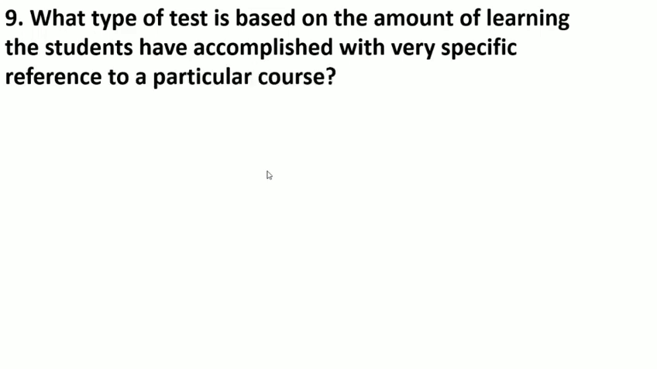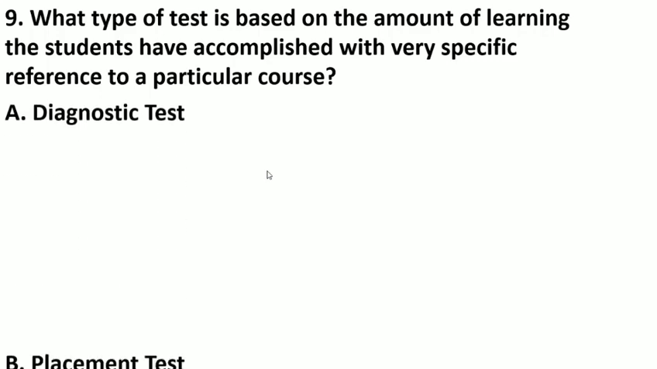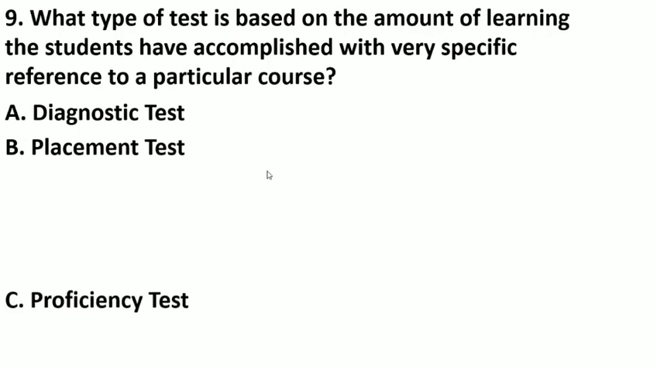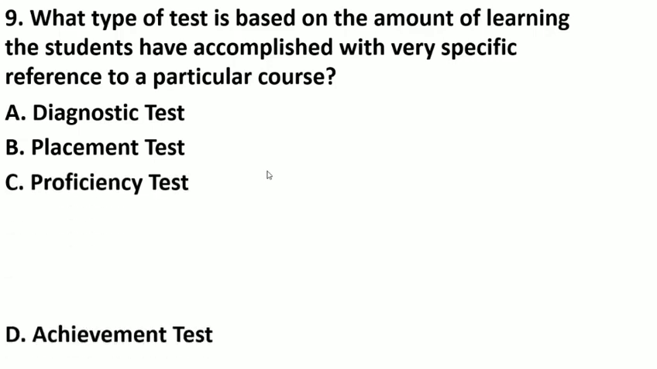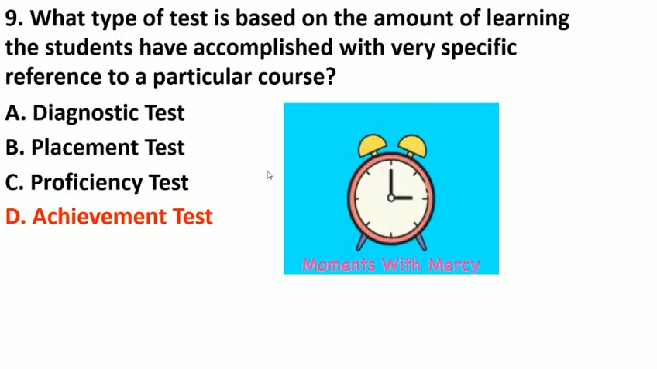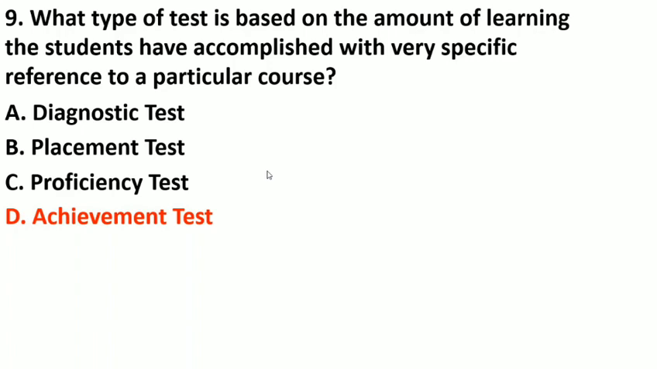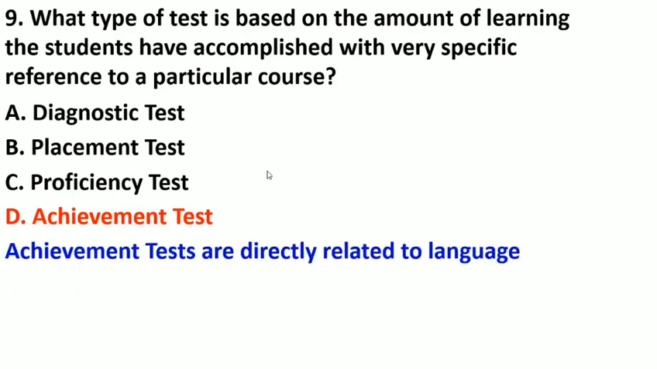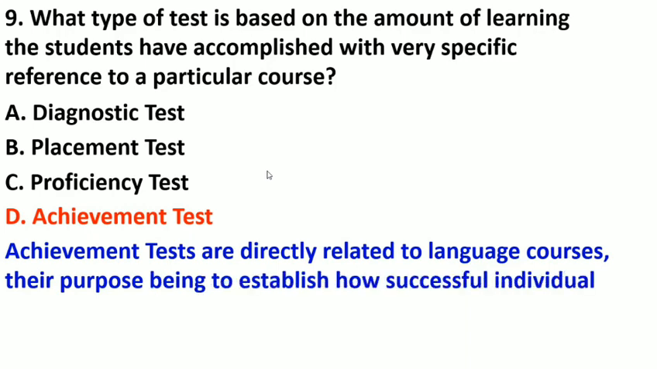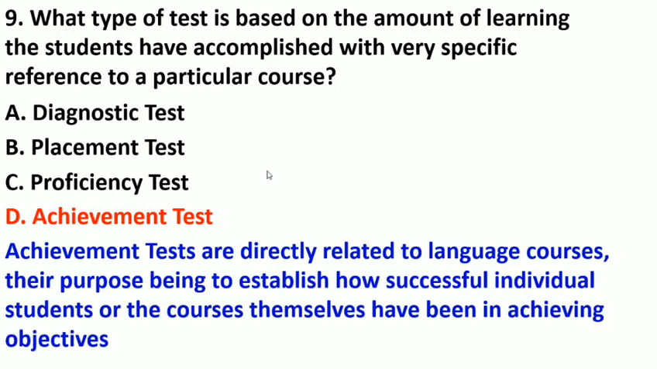What type of test is based on the amount of learning the students have accomplished with very specific reference to a particular course? A. Diagnostic test, B. Placement test, C. Proficiency test, and D. Achievement test. The correct answer here, of course, is achievement test. Achievement tests are directly related to language courses, their purpose being to establish how successful individual students or the courses themselves have been in achieving objectives.